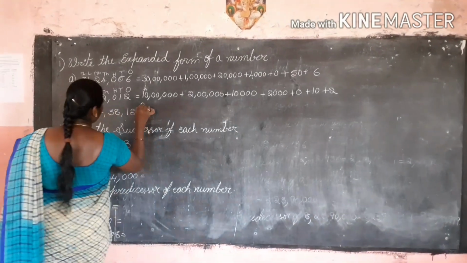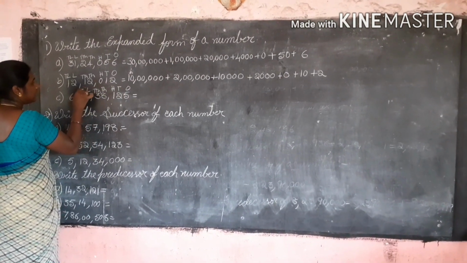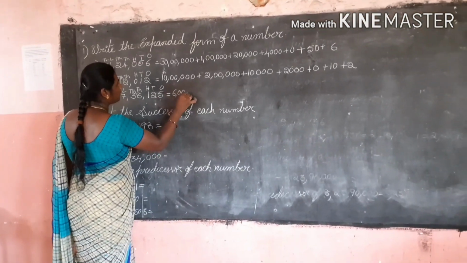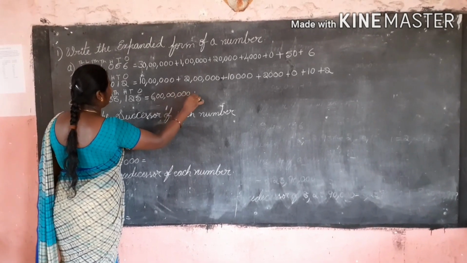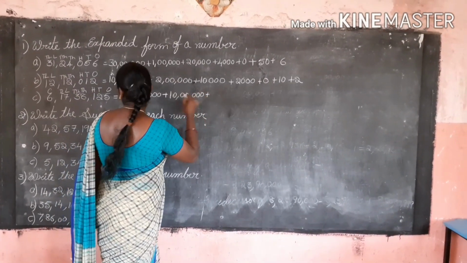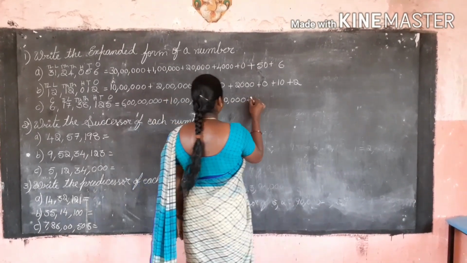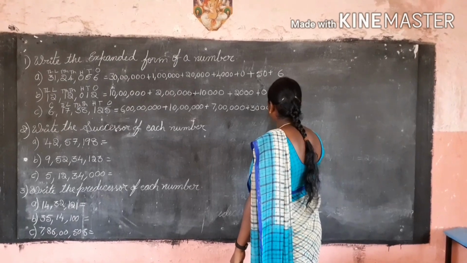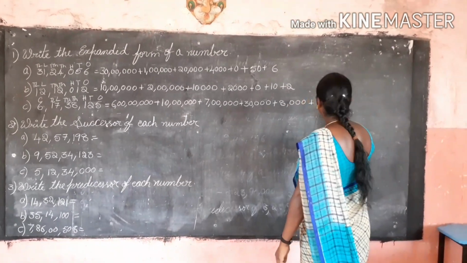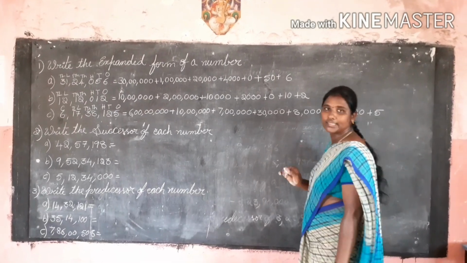Next one, same: ones, tens, hundreds, thousands, 10,000s, lakhs, 10 lakhs, crores. Here 6 is in the crores place, 6 crore, plus 1 is in the 10 lakhs place, 10 lakhs, plus 7 is in the lakhs place, 7 lakh, plus 3 is in the 10,000s place, 30,000, 8 is in the thousands place, 8,000, plus 1 is in the hundreds place, 100, 2 is in the tens place, 20, 5 is in the ones place, 5.